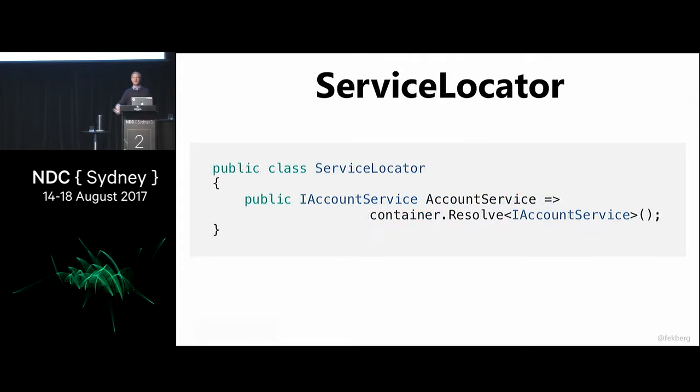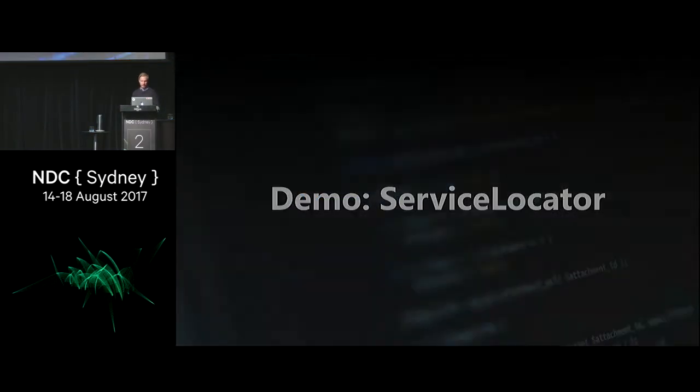And then we can introduce something like the service locator to help us resolve these from the containers. So I can say here that when I ask for the account service, go to the container that I've set up and ask for an IAccountService. Now, what happens here is that it's going to find the correct implementation for that particular platform. So let's just look at that and see what it looks like inside our code.